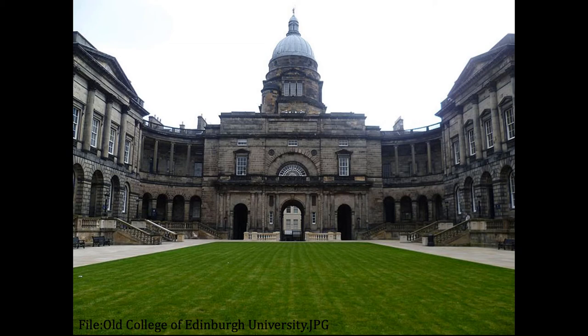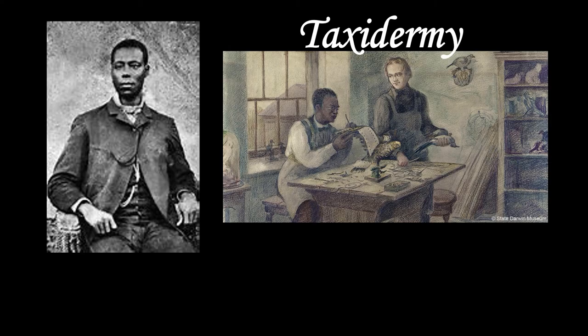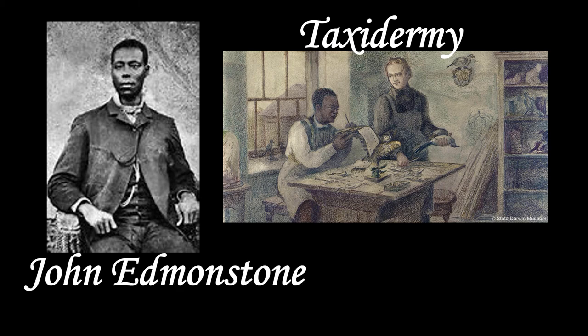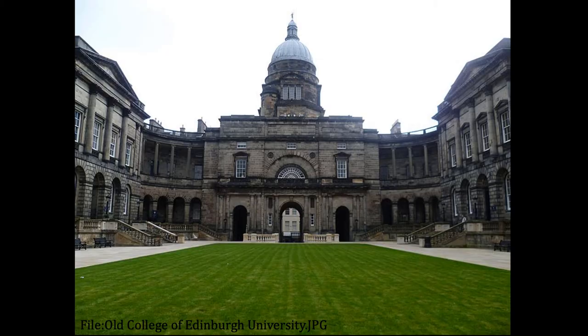Darwin started medical school at the age of 16 at the University of Edinburgh, but he finds medical school to be boring, and although passing, he's not doing as well as expected. In one set of classes, Darwin learns taxidermy, the art and science of stuffing dead animals, from a freed slave named John Edmonston, who teaches the subject at the University of Edinburgh.